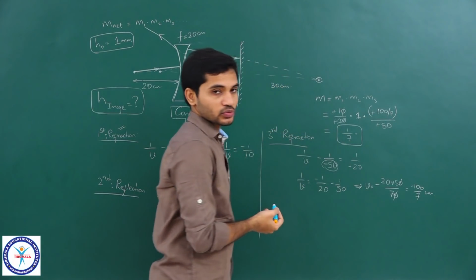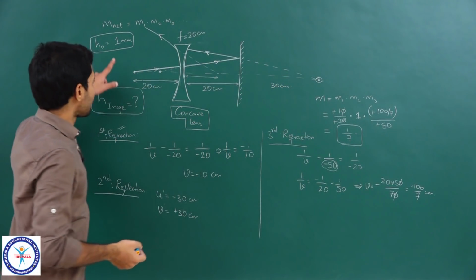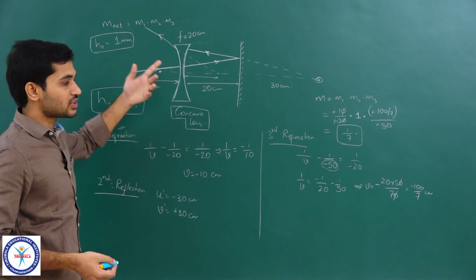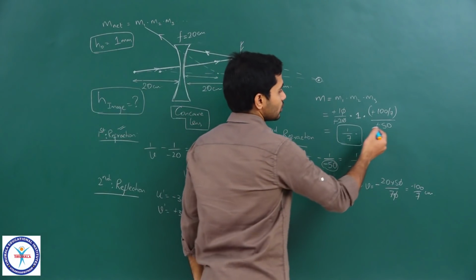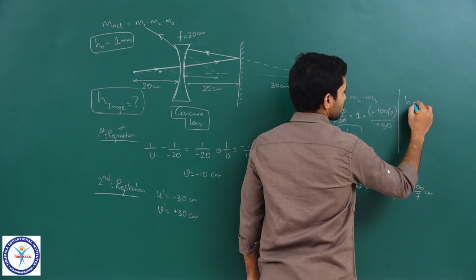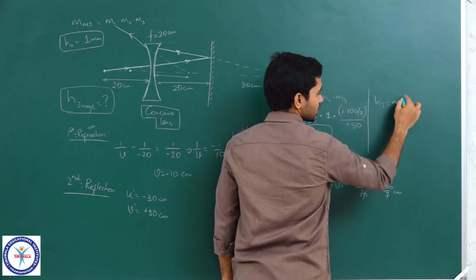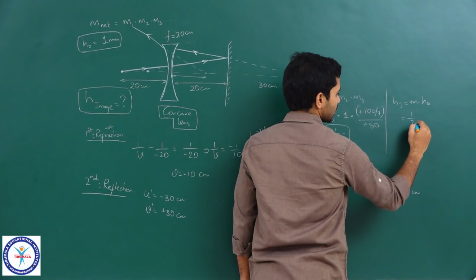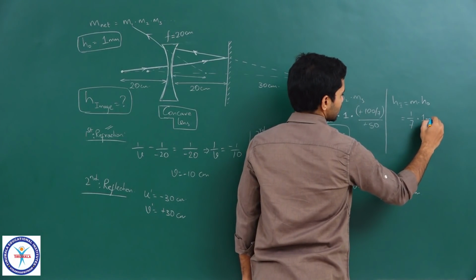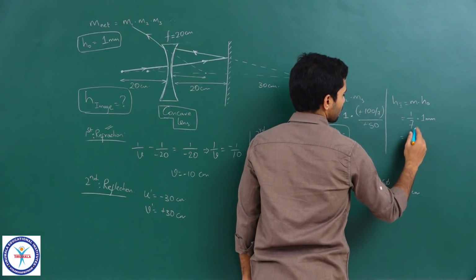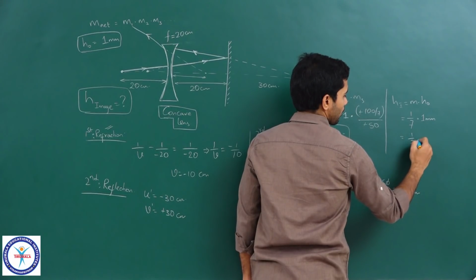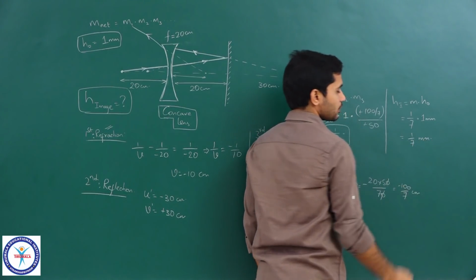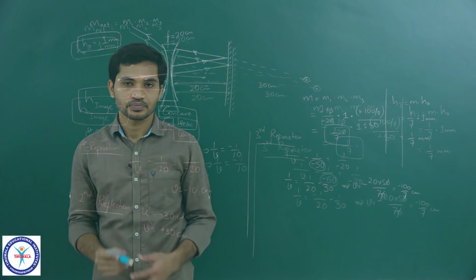So, magnification is 1 by 7, object height is 1 millimeter, which means image height, you can write it down here, height of image is equal to magnification times height of object. So, magnification is 1 by 7 and height of object is 1 millimeter. So, 1 by 7 millimeters should be the answer. Clear?